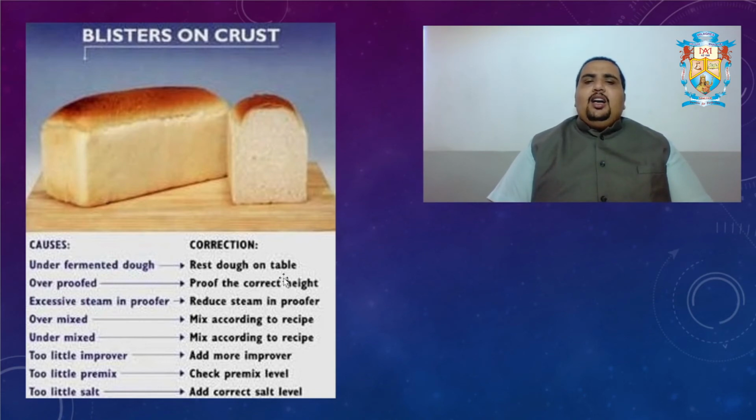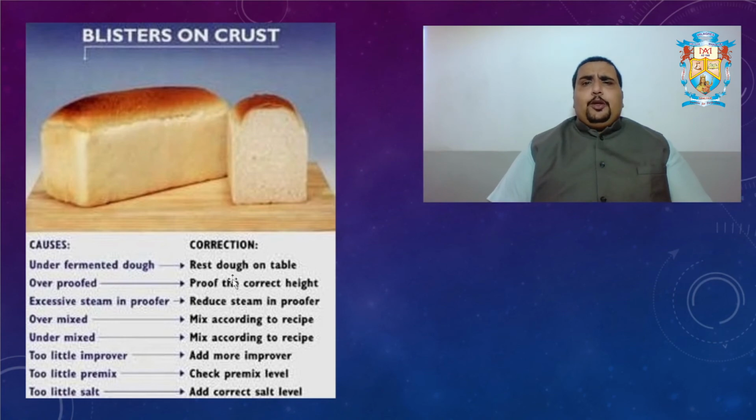First one is underfermented dough. If the dough is not fermented properly, during the process of baking the yeast activates more and these globules are formed. Then overproofed. If the bread is kept for proofing more than what is required, yes, the yeast works more and these blisters take place.